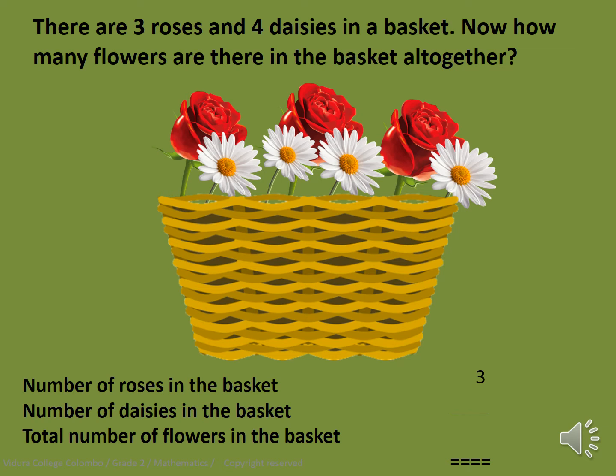Number of daisies in the basket. How many daisies are there? 4 daisies. Good. Then the last one. Total number of flowers in the basket. What's the total number of flowers in the basket? 3 and 4 you have to add. Then you get the answer as 7. I hope your answer is correct. Good.